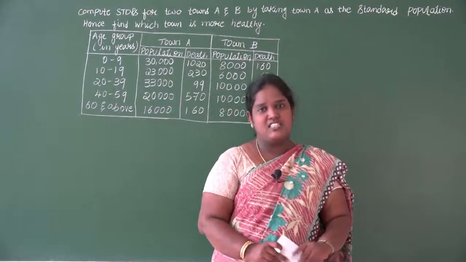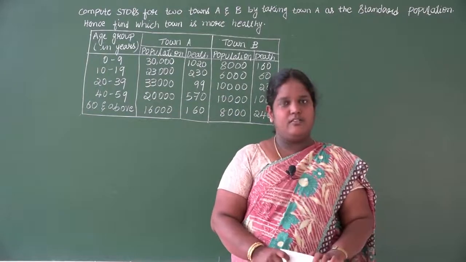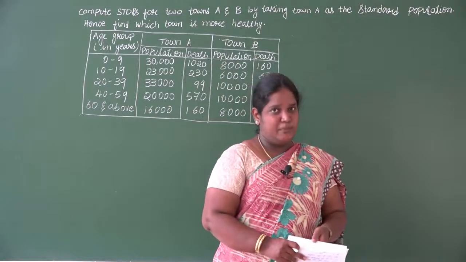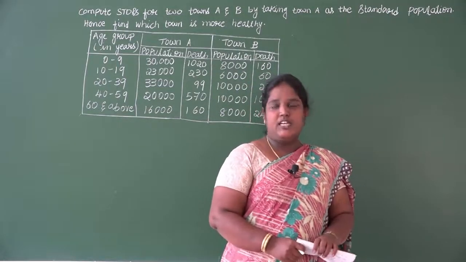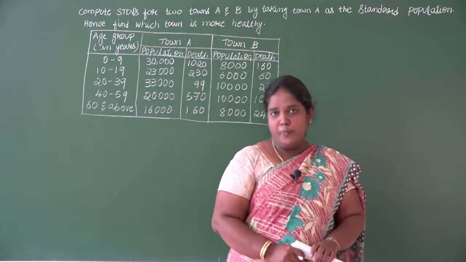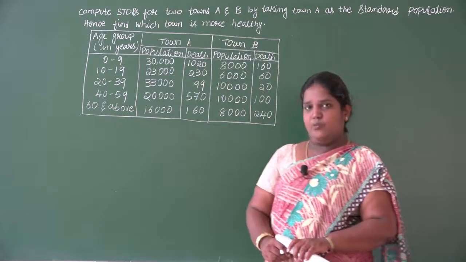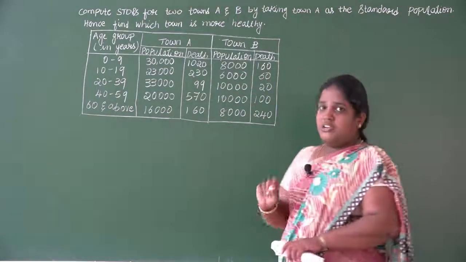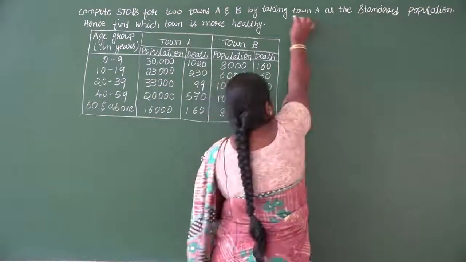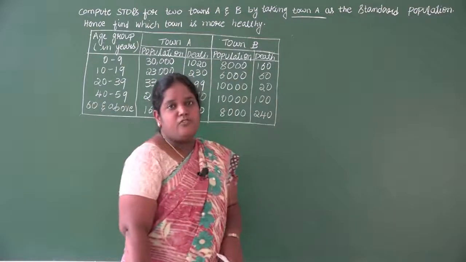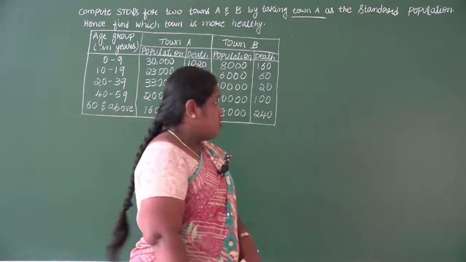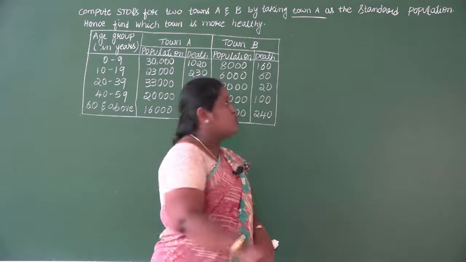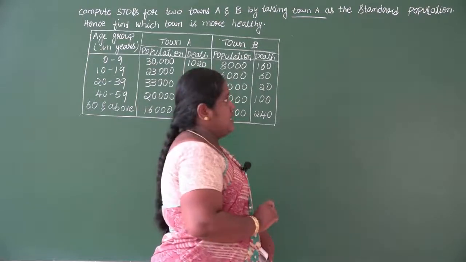In the previous class we had studied the standardized death rate for the 10-mark problems, where the standard population was given separately. But in today's class we will be learning about problems where one of the populations itself is taken as the standard population. So here, compute the standardized death rate for two towns A and B by taking town A as the standard population. Town A's population itself we have to take as the standard population. In the previous class problems, the standard population was given separately, but here one of the given populations is taken as the standard population.